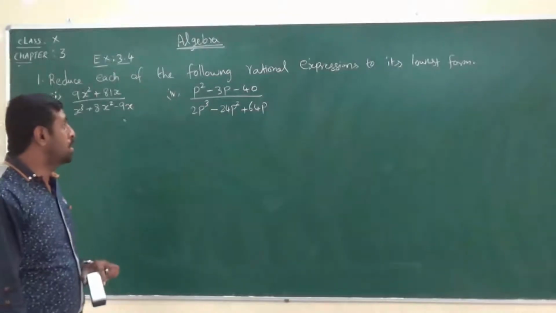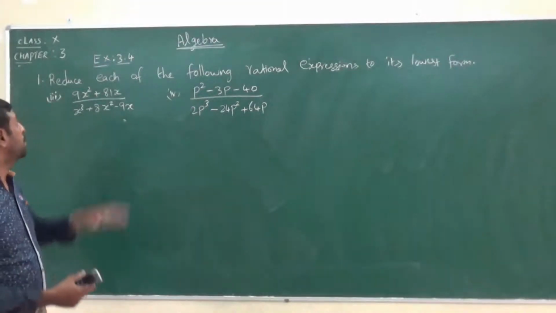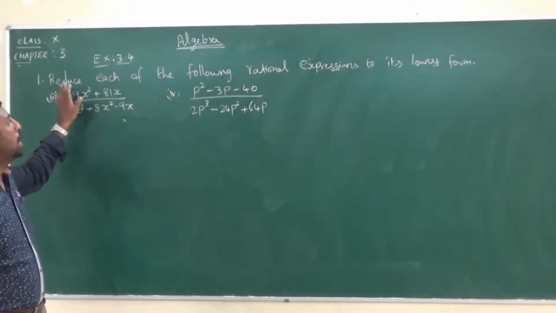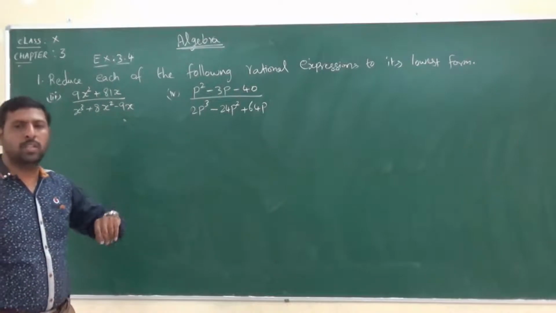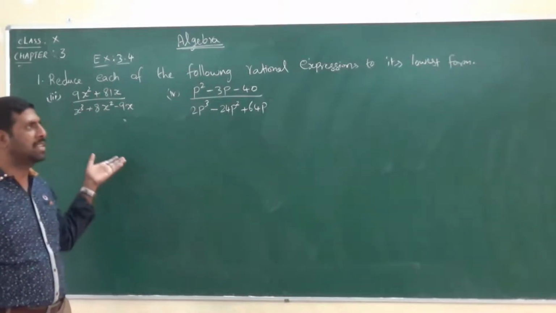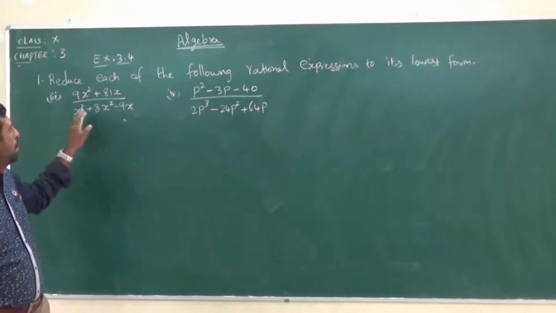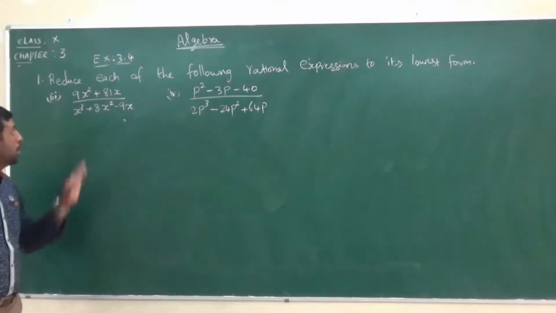Thank you students. Class 10, Exercise 3.4 in algebra. Reduce each of the following rational expressions to its lowest form. We have to reduce the given expression to the lowest form. Let's see the third one in the first question.